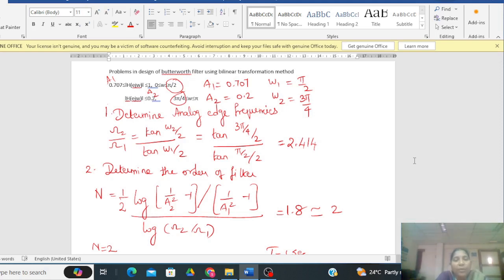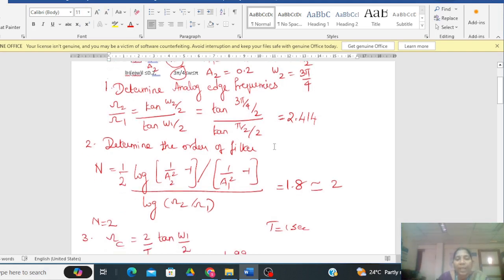So first we have to determine the analog edge frequencies, which is given by the formula Ω2 by Ω1 equal to tan(ω2/2) divided by tan(ω1/2). So in the place of ω2 we will be substituting 3π/4, in the place of ω1 we will be substituting π/2. After substituting these values we will be getting the value as 2.414. So we have to calculate this. You have to keep your calculator in radian mode and perform the calculation.